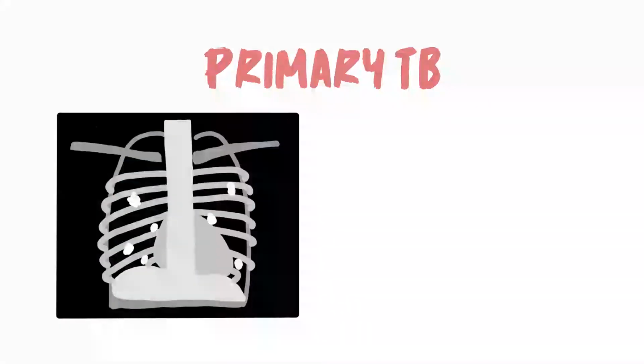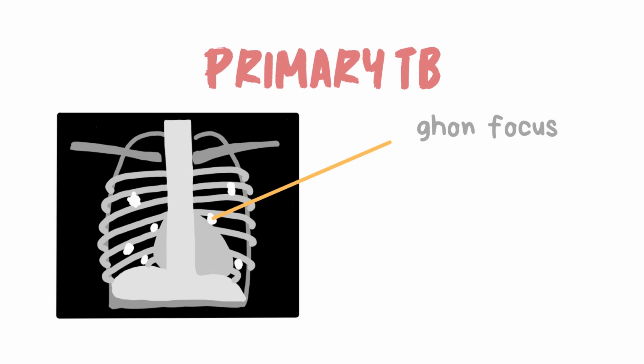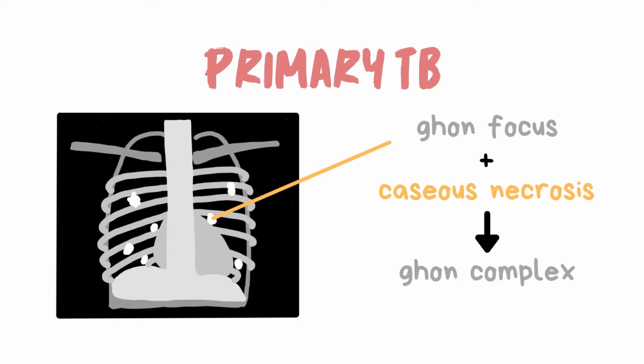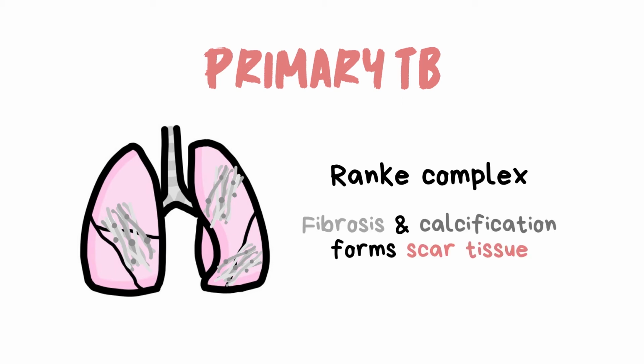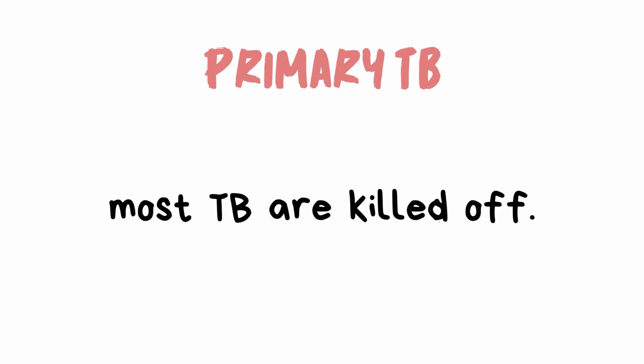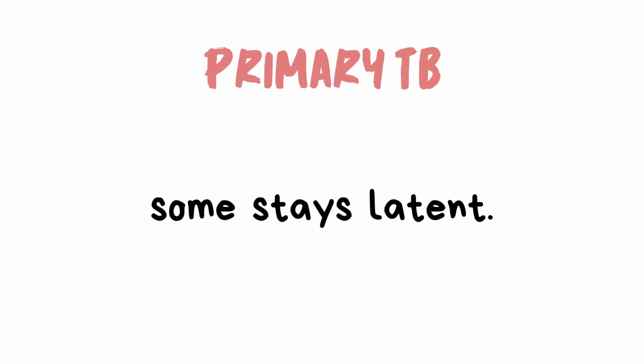When we look at an X-ray of a patient with primary TB, we would notice that there are a few white splotches here and there, and these are known as the Ghon focus. Also, because there's so much immune response going on, the presence of caseous necrosis will be prevalent in patients with primary TB. The Ghon focus plus the caseous necrosis will form the Ghon complex, which can be found at the mid or lower lobes of the lungs. After the body manages to fight off the primary TB, Ranke complexes will be formed. Ranke complexes are formed when fibrosis and calcification form scar tissue in the lungs. At the end of the day, most TB are killed off, but some stays latent.